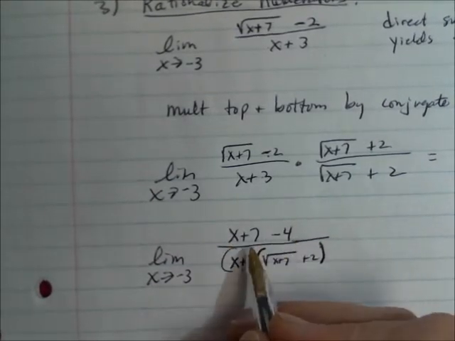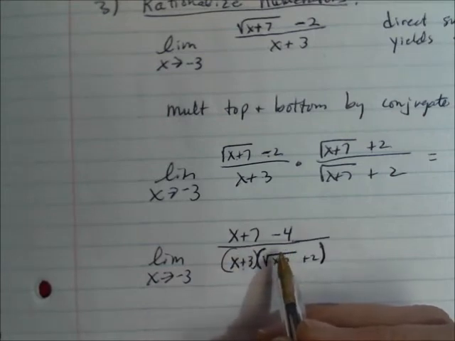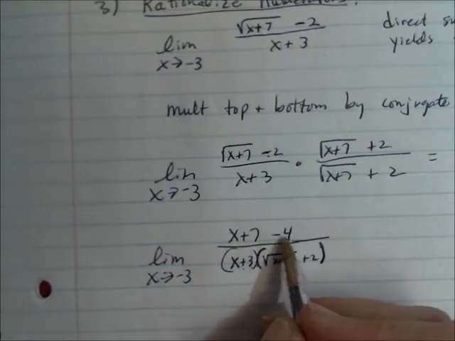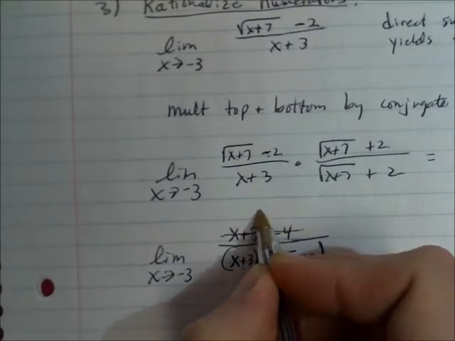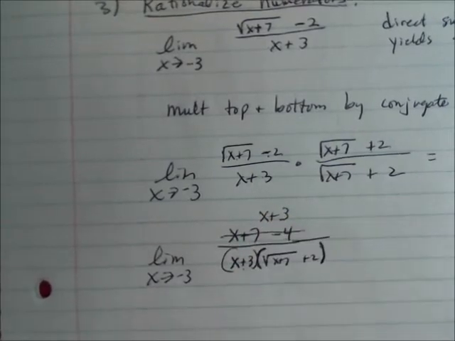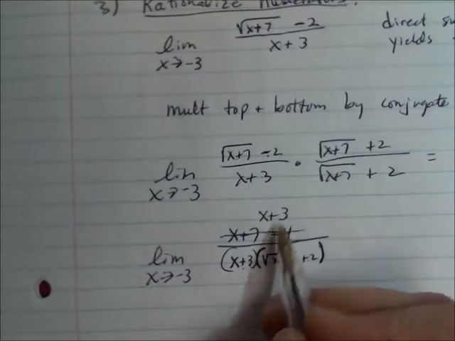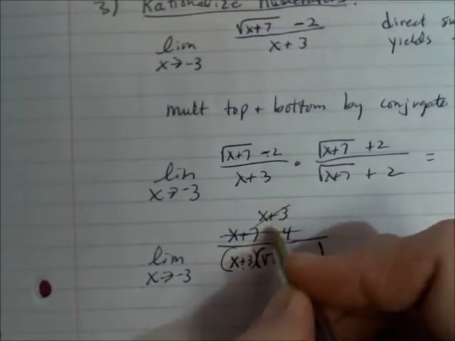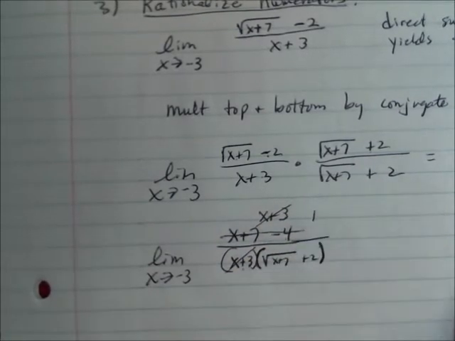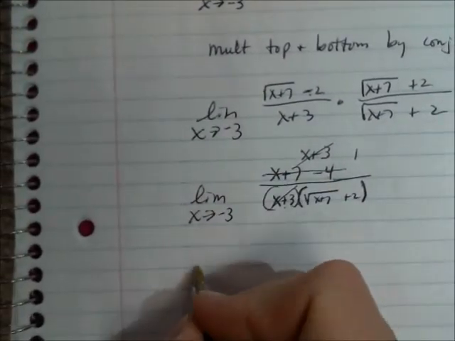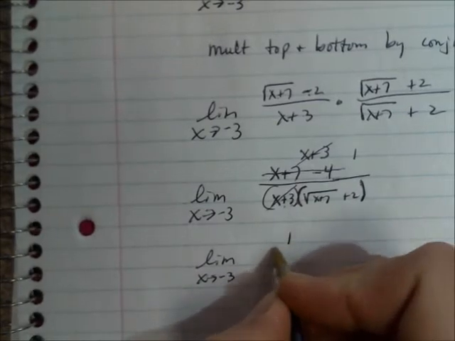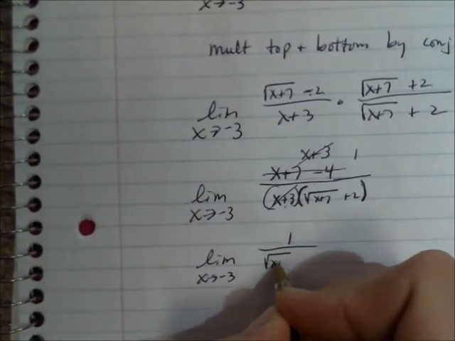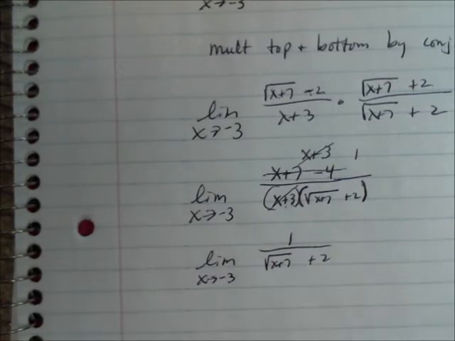So what happens in the numerator, and this is going to happen every time, if you simplify this down, x plus 7 minus 4, well, the plus 7 and minus 4 go to 3, so you're left with an x plus 3 in the numerator. And that x plus 3 and that x plus 3 are going to cancel out, so you're left with a 1 in the numerator. So what we have now is the limit as x approaches negative 3 of 1 over the square root of x plus 7 plus 2.